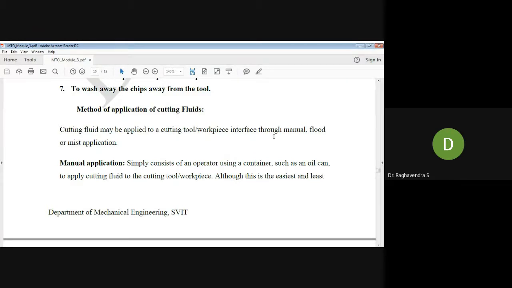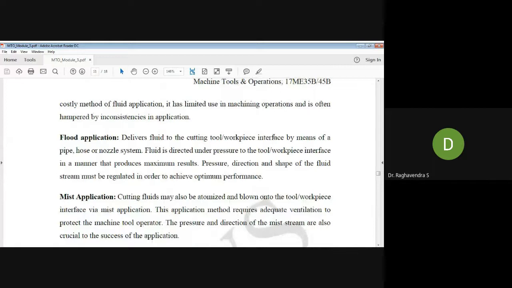They will also use it to cause the chips to break up into small parts, to wash the chips away from the tool. Sometimes what happens, whenever you keep on applying the coolant, the small powder, the chips, will wash away. It will be taken away along with the water, meaning the coolant. This is one of the advantages.